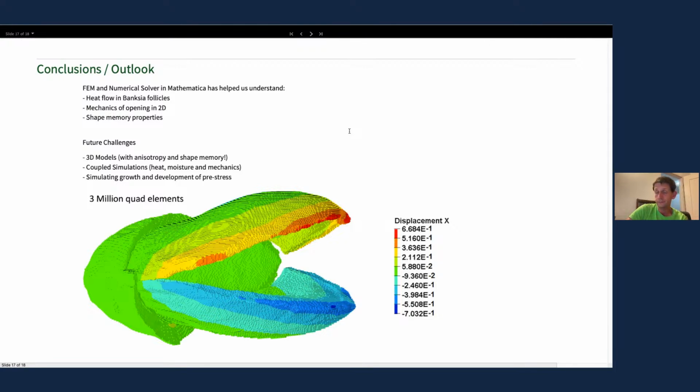Now, we've tried doing this in other codes, and with, say, a lot of effort, we've managed to deal with isotropic material properties and to simulate up to 3 million quad elements and an opening process of one full three-dimensional image. But this is certainly not yet possible in our current setup. This was done in a special setup that we're not using here.